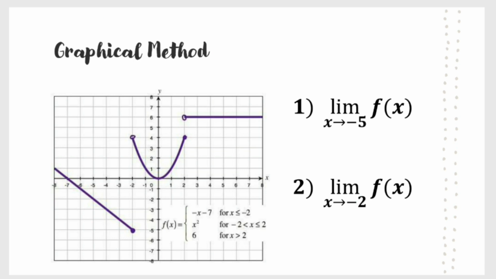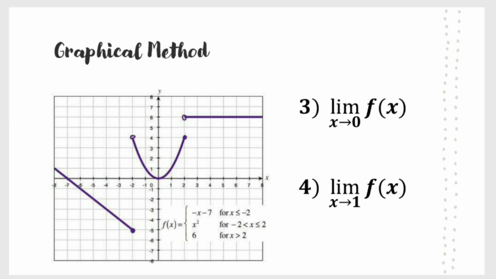Now, let's try to find the limit of a function using the graphical method. Here we have the graph of a piecewise function. First, we have the limit of the function as x approaches negative 5. The answer is negative 2. Second, we have the limit of the function as x approaches negative 2. Since the graph does not meet at a particular point, we can say that the limit does not exist.